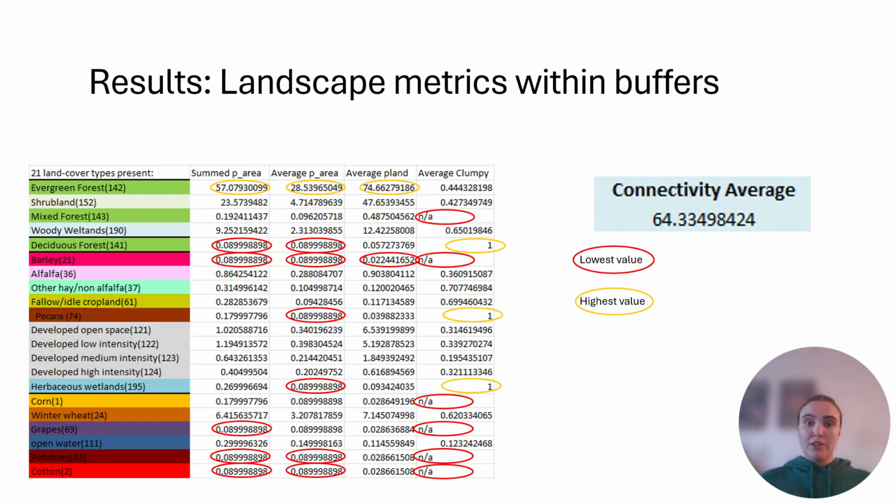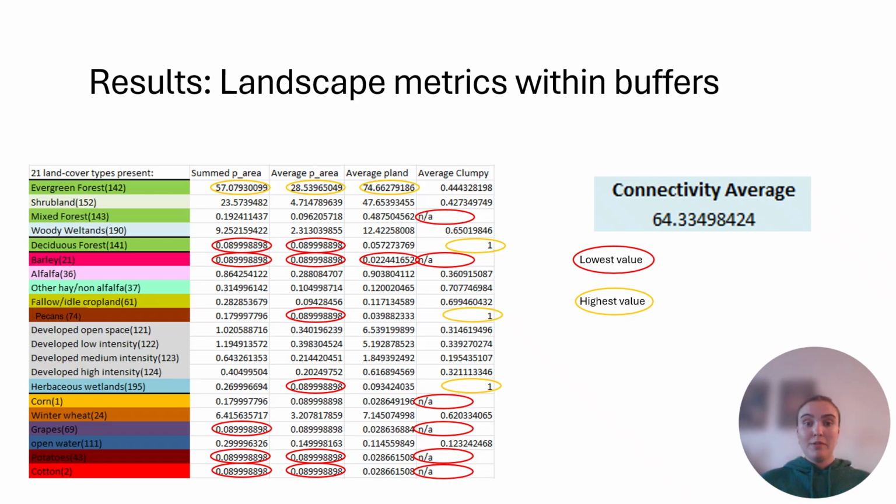The land cover type with the most area in total between the 5 buffers was the evergreen forest, with the land cover types with the least area between the 5 buffers being deciduous forests, barley, grapes, potatoes, and cotton. The land cover type with the most area averaged between all the buffers was evergreen forest, and the land cover types with the least area averaged between all the buffers was deciduous forests, barley, pecans, herbaceous wetlands, potatoes, and cotton.